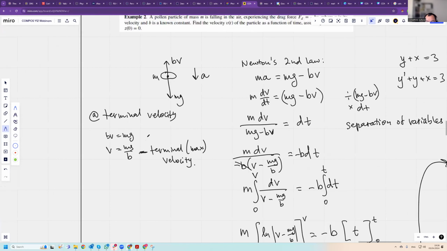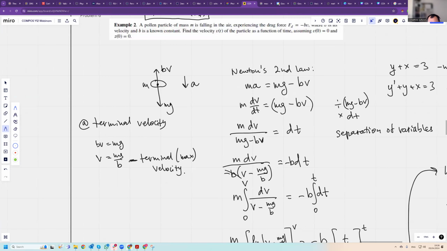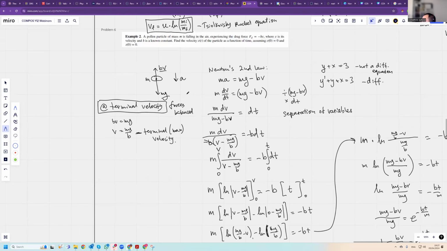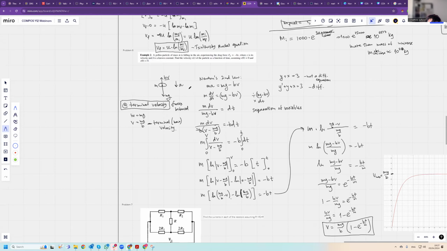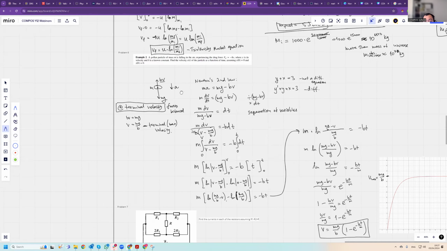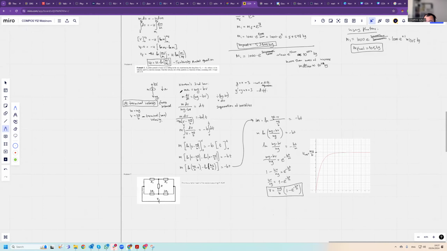Top speed is mg over b, because at terminal velocity the forces have to be balanced. So bv has to equal mg. B is a coefficient that depends on the shape of the pollen, the radius of the pollen, the density of air, the viscosity of air, the temperature of air. So all sorts of things. So b is just a constant.